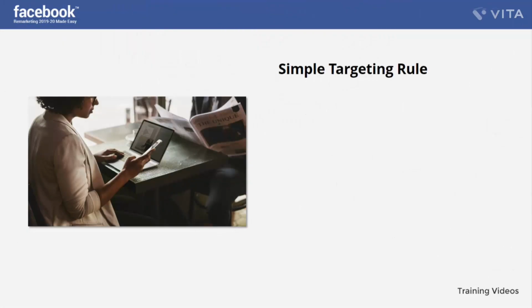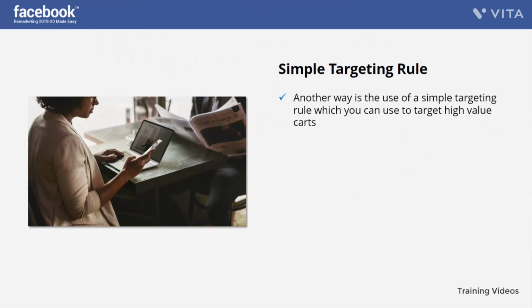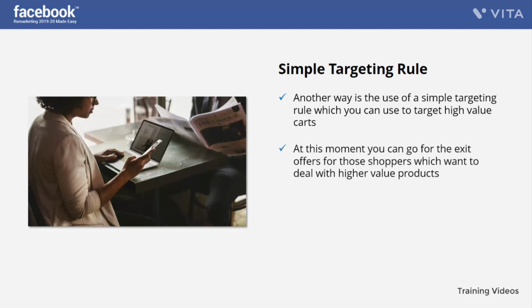Simple targeting rule. Another way is the use of a simple targeting rule which you can use to target high-value carts. Shoppers who have a certain dollar amount in their cart or a specific item, you can present them offers using the simple targeting rule. At this moment, you can go for the exit offers for those shoppers who want to deal with higher value products. Let us show you with an example.